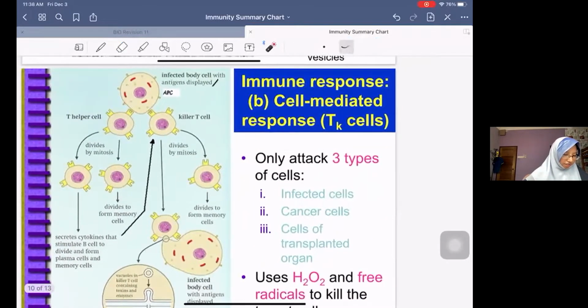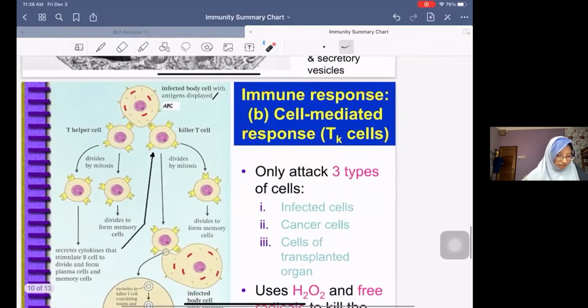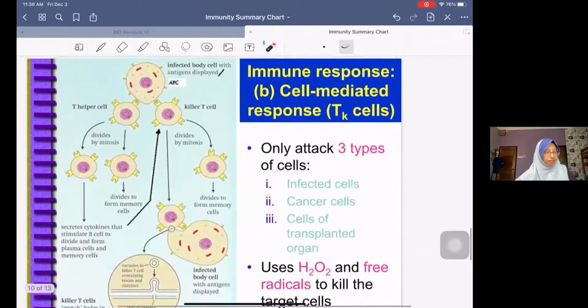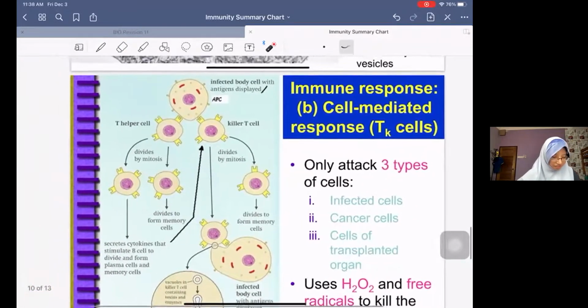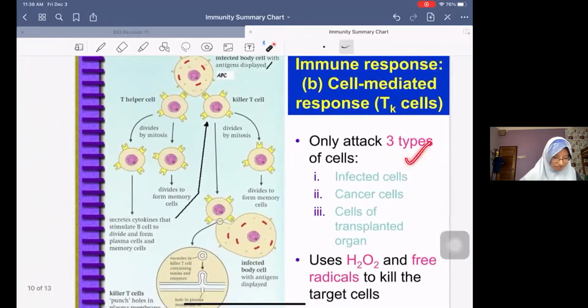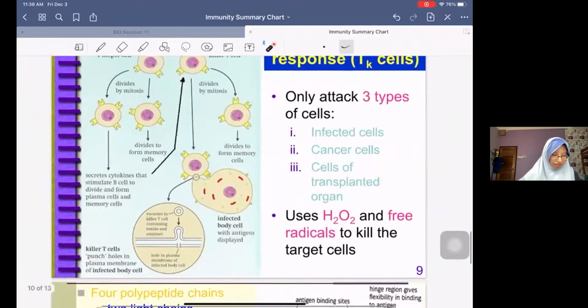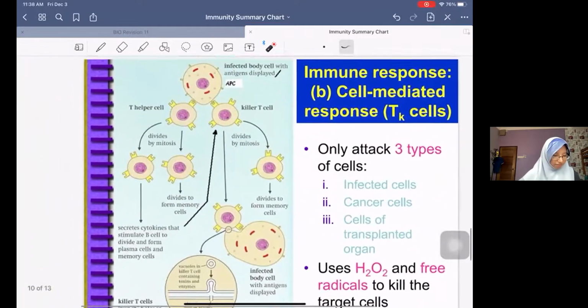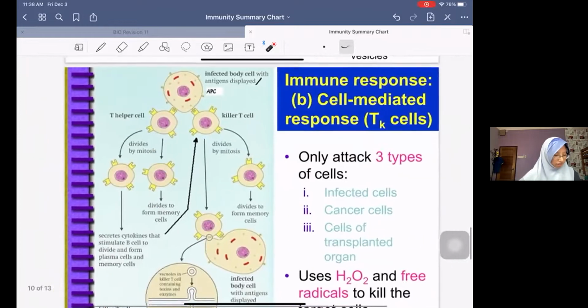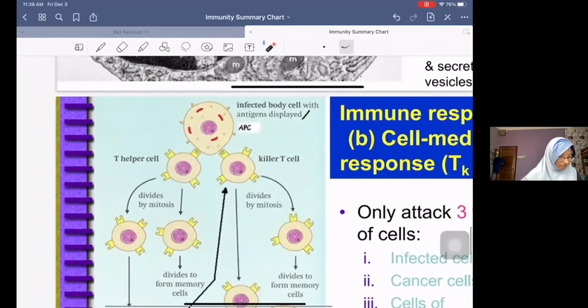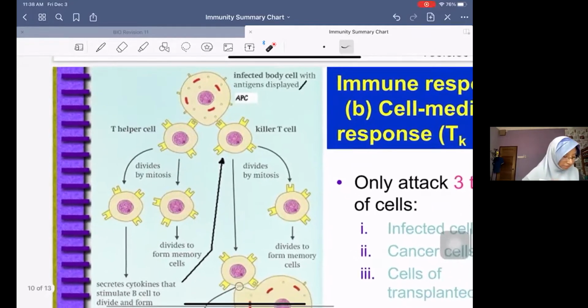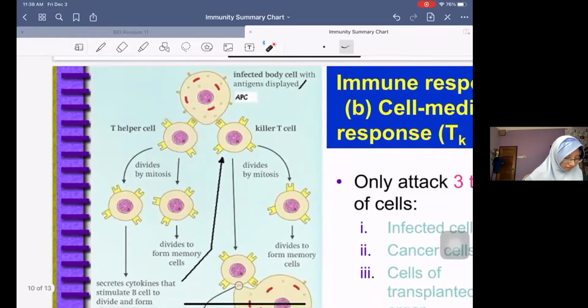It's actually very simple. These guys are naturally born to kill. They're just like serial killers inside your body. They attack three types of cells: infected cells, cancer cells, and cells of a transplanted organ. So it basically kills your own cells also. It all starts with the antigen presentation, because how else is the T lymphocyte going to know? Then they differentiate into T helper cells and killer T cells.